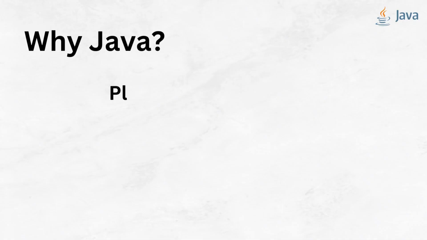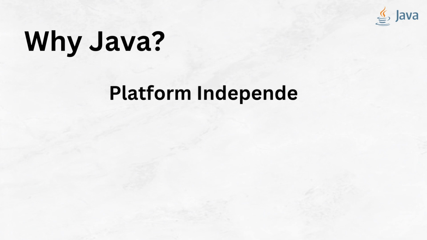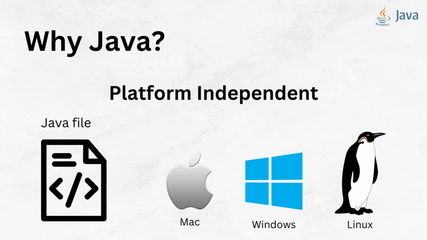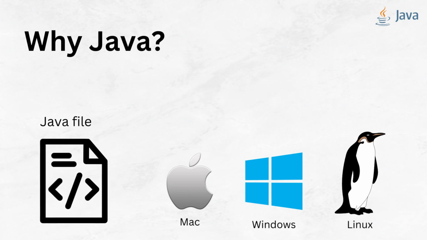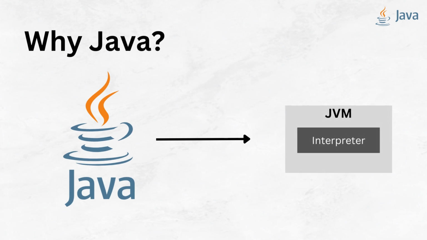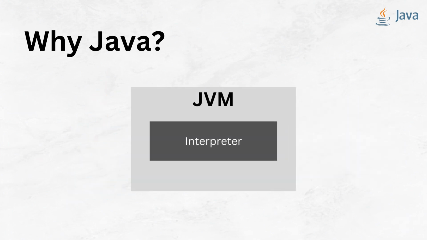Well, Java is known for its platform independence, which means that once you write Java code, it can run on different operating systems without any modifications. This is possible because Java uses a concept called the Java Virtual Machine, JVM. The JVM acts as an interpreter, executing the Java code on any system that has a JVM installed. Okay, we will create a complete video on it.